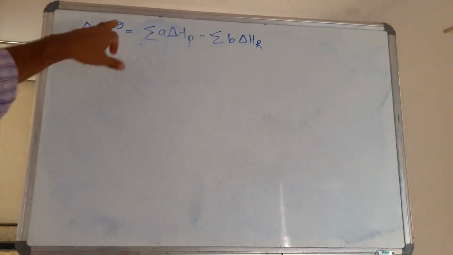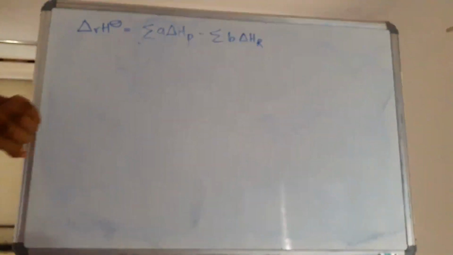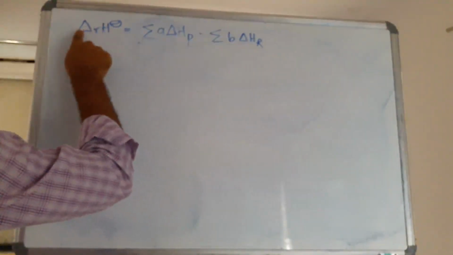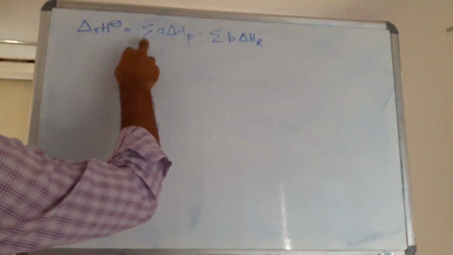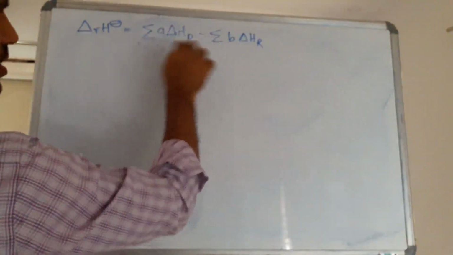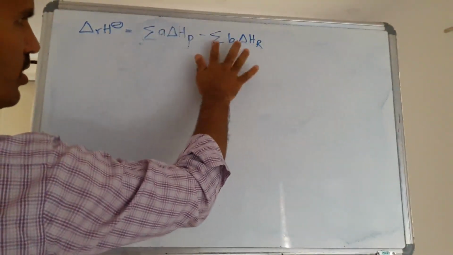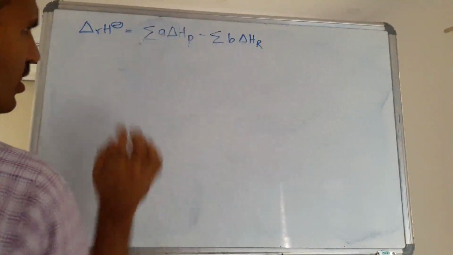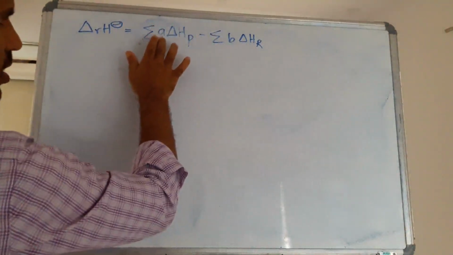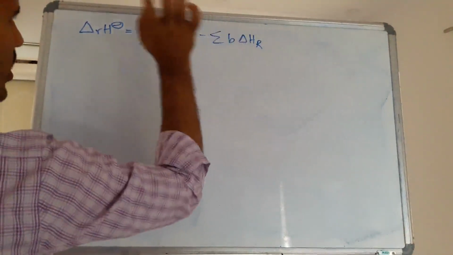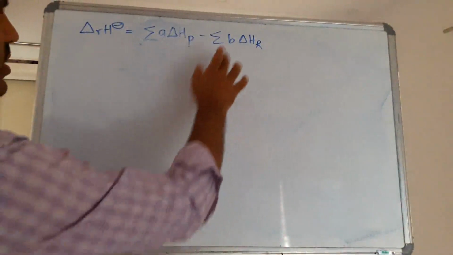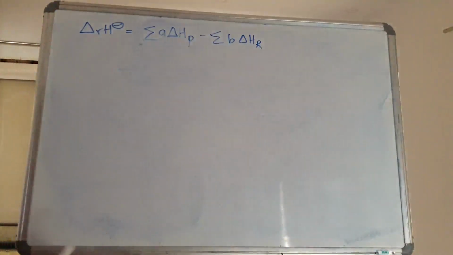Now, how do we calculate the standard change in enthalpy of reaction? By using this formula: the standard enthalpy change of reaction is equal to the summation of the enthalpy change of all products minus the summation of the enthalpy change of all reactants. Here a and b indicate the stoichiometric coefficients of the respective products and reactants. So a is the stoichiometric coefficient of the products, and b is the stoichiometric coefficient of the reactants.